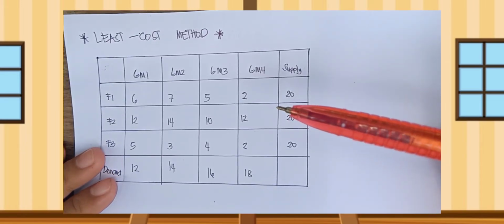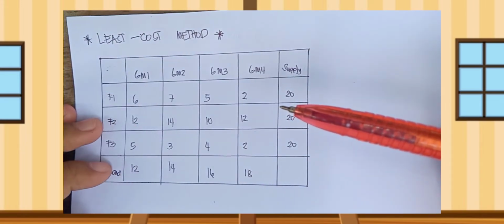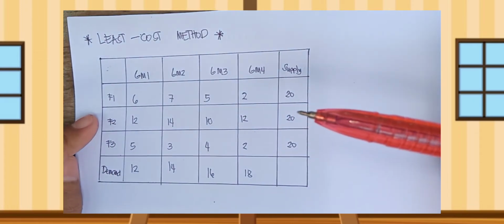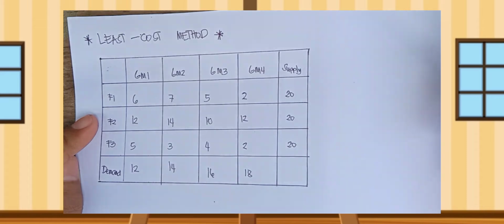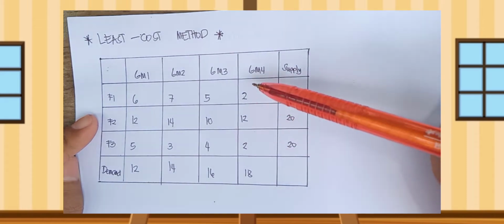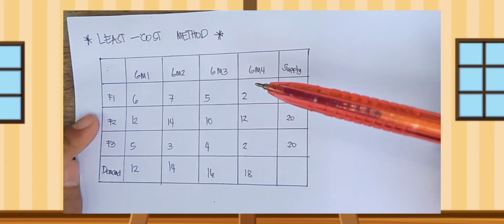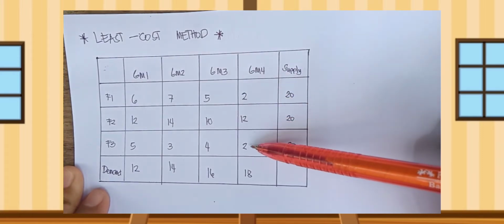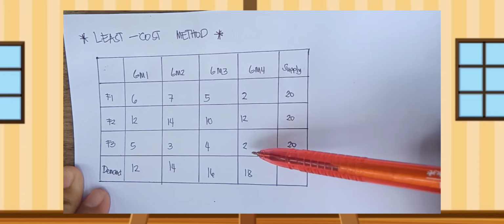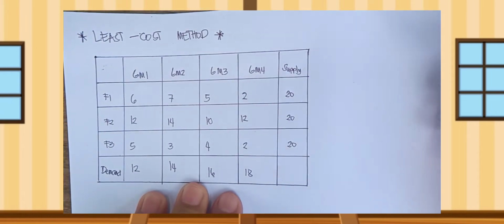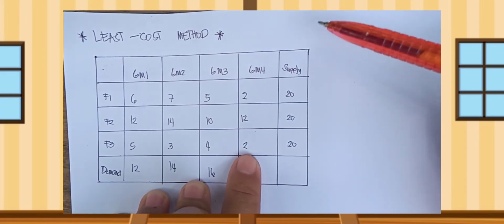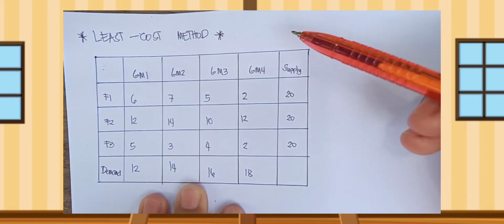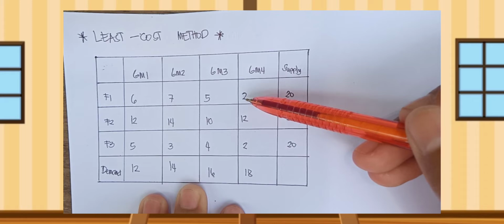The next method is the least cost method. From the word least, it is the smallest number. So we will find the smallest number in our table. So we have 2. Number 2. So we will decide which one we are going to use. So I decided to choose the number 2 in the upper.